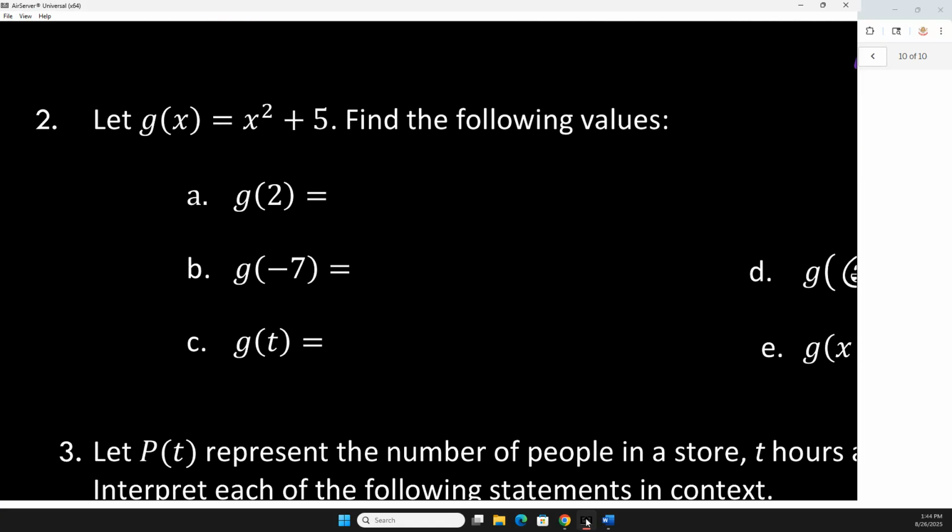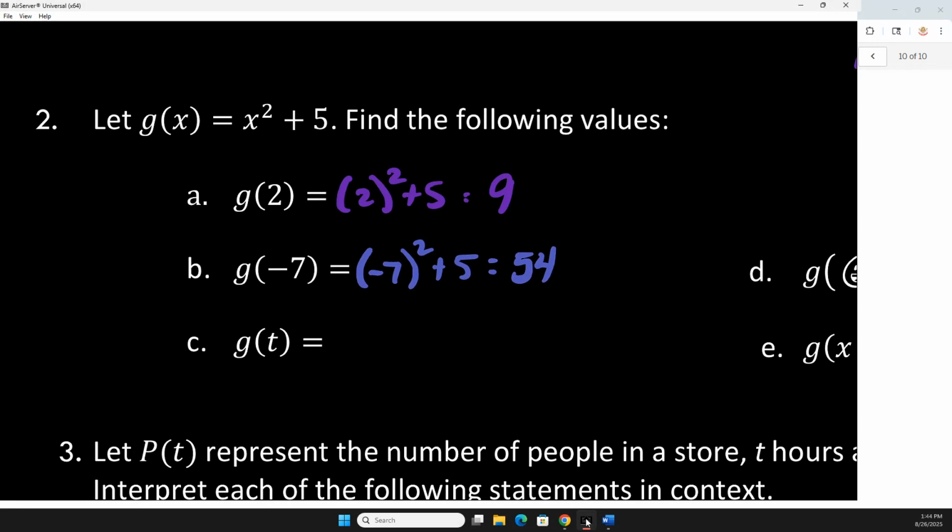Alright, and then for number 2, we're going to evaluate this function. So this function is called g. Everything that we put into g, we're going to square, and then we're going to add 5 to. So this is g of 2, so that means we're going to take 2, put it in for x, square it, and then add 5 to it. So what do you get when you square 2? And then we add 5 to it, so that's going to be 9. Then we're going to put in -7, so that means we're going to square -7. What are we going to get? 49. And then we're going to add 5 to it, and we're going to get 54.